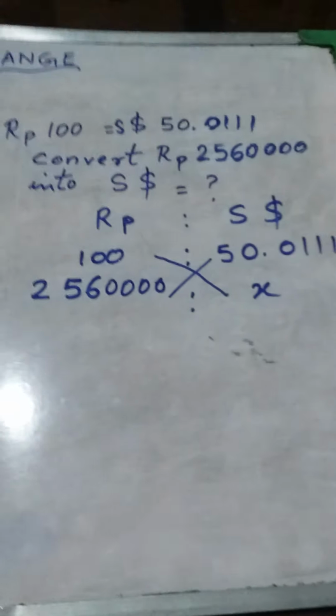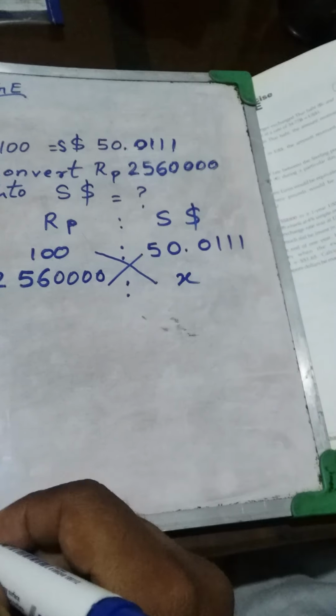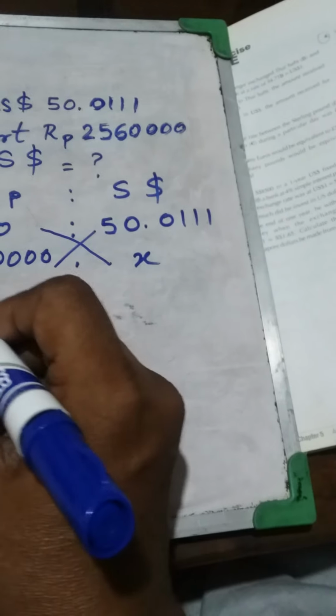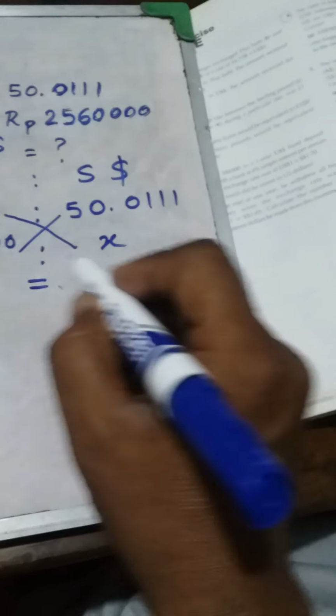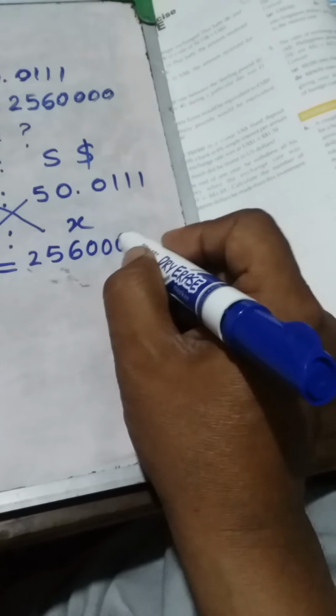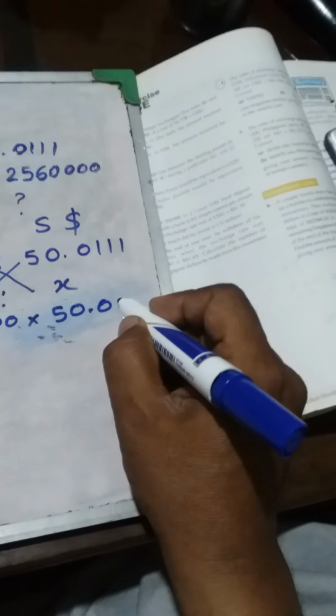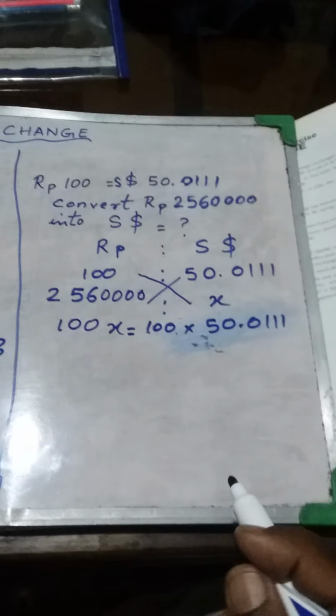So see, the first step is cross multiplication, like I told you before, like we have done in the previous part. Now 100 will be multiplied by x, so it will be equal to 2,560,000 multiplied by 50.0111. There are 4 ones, so I don't have space. So to create space, I'll just shift it over here.